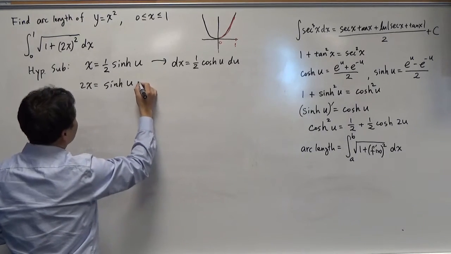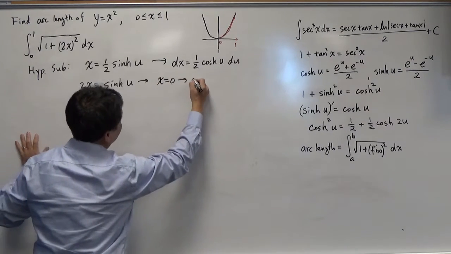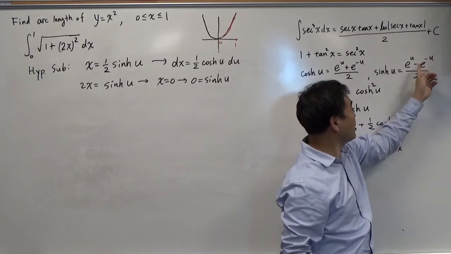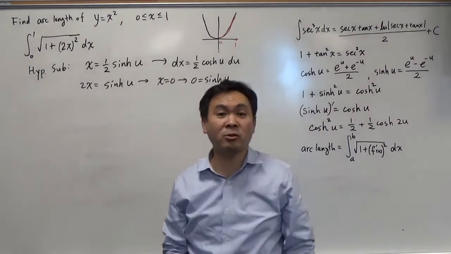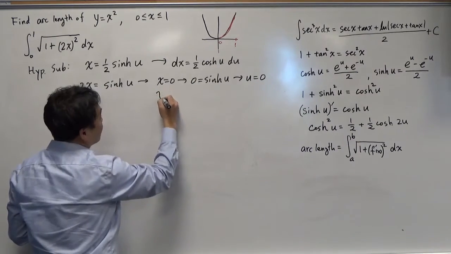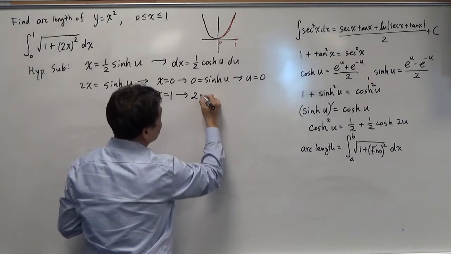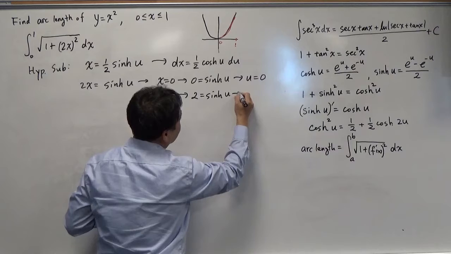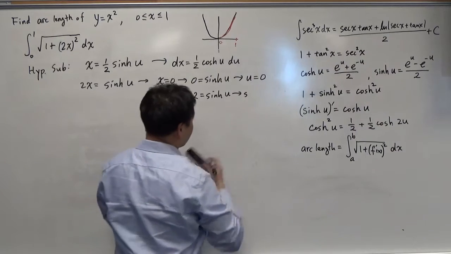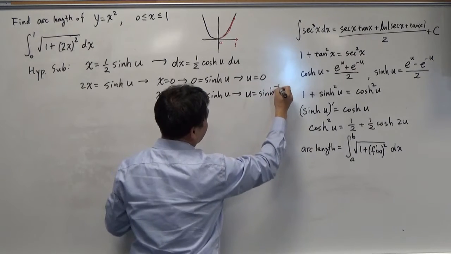And then we also need to figure out the bounds. So when x is 0, that would mean that 0 is equal to sine hyperbolic of u. And as you can see, if you plug in 0, you get 1 minus 1 over 2, so sine hyperbolic of 0 is indeed 0. That means u can equal 0. What about x equals 1? That would mean that when you plug in 1, 1 times 2 is 2, so 2 is equal to sine hyperbolic of u. And that would mean that u is equal to sine hyperbolic inverse of 2.